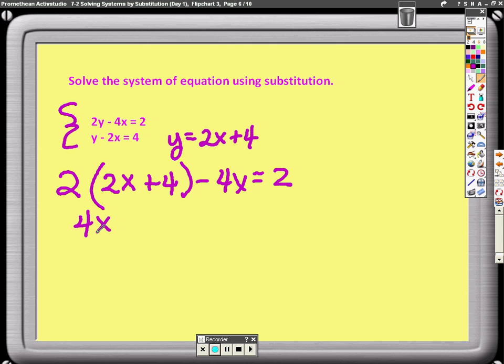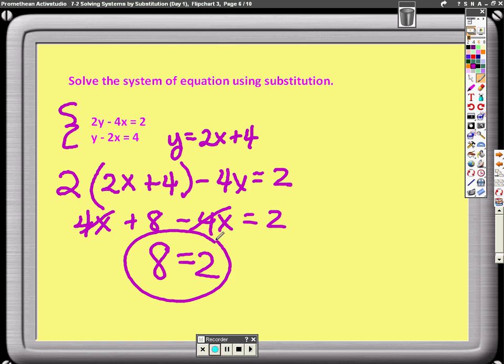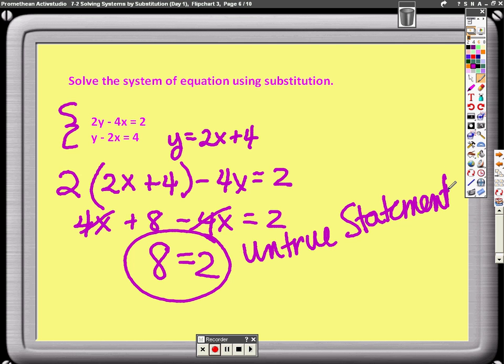So I have 4x plus 8 minus 4x equals 2. All right, I have to combine like terms, and I have 4x and I have negative 4x. They cancel each other out, and I end up with 8 equals 2. This is an untrue statement. And what that means is that there are no solutions.